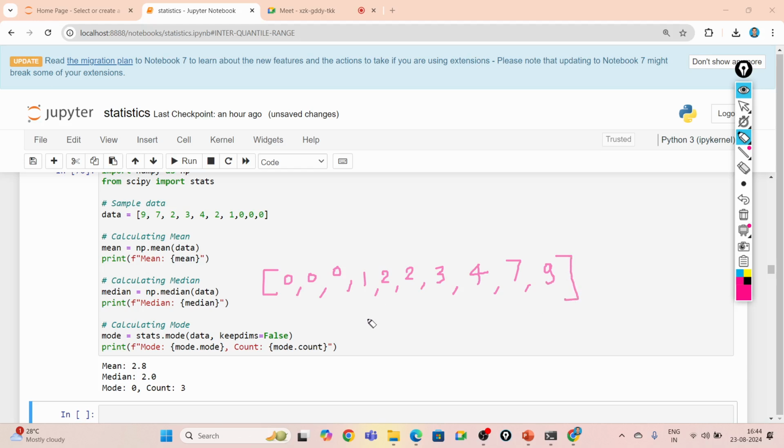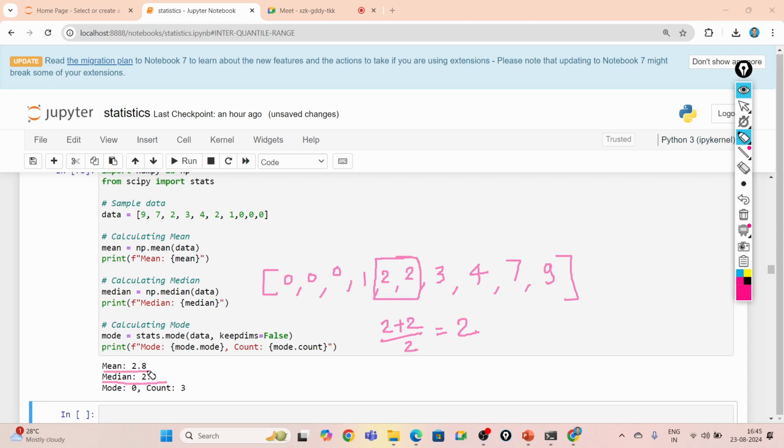Out of this, what is the median? What is the middlemost element? Initially you must know how many elements you have. Counting them, 10 elements are there. So we have to consider the 5th and 6th elements in that case. You have to take the average of them, so that value is 2 plus 2 divided by 2, which again comes to 2. So your median is 2.